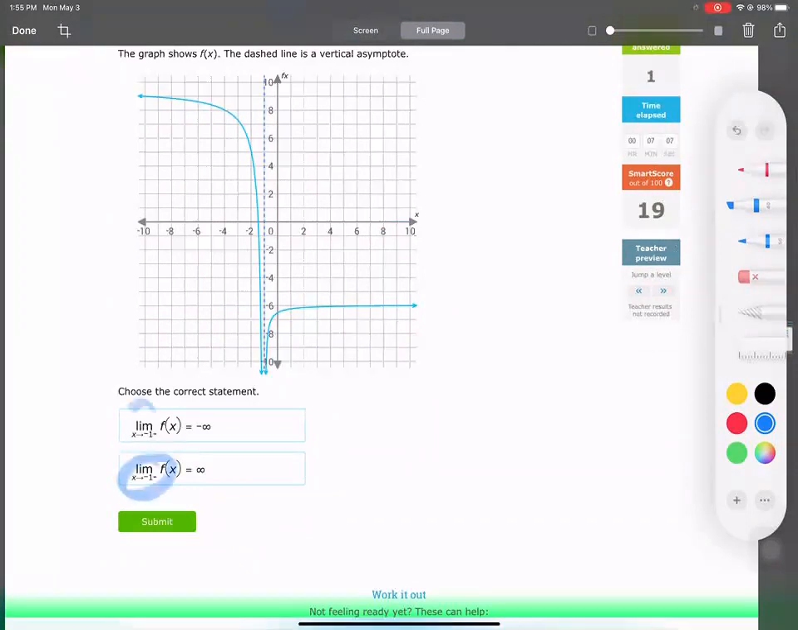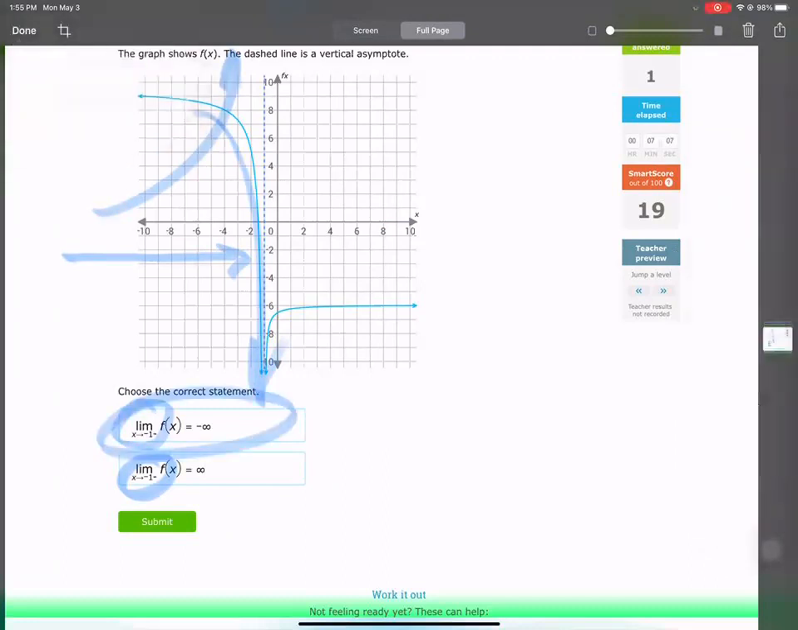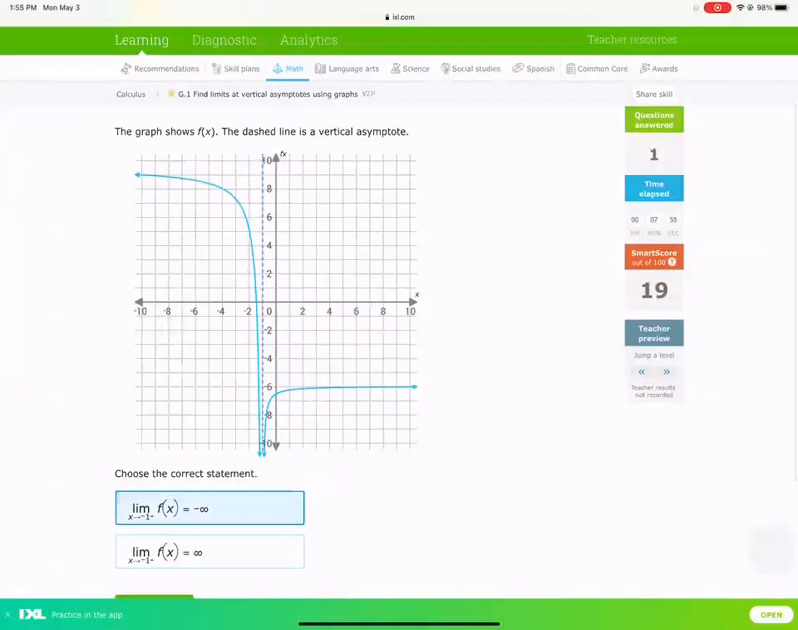So I'm looking at -1 from the negative sign, meaning from the left side. So from the left side, as I approach -1, here's -1. What happens to the y value? Am I shooting up or am I shooting down? You can see I'm going to negative infinity. Okay, and that's really what it is. It's just us being able to identify where we're headed.